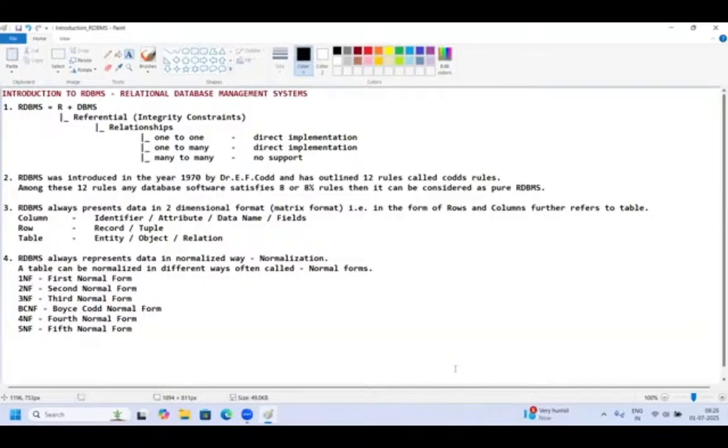Codd's rules also we will have in one separate class. And this matrix format, the two-dimensional format, we have a lot of things to study on that part. Normalization we'll discuss somewhere in the middle of Oracle, and integrity constraints also in the middle of Oracle. So do you still have anything to ask me from these four points?